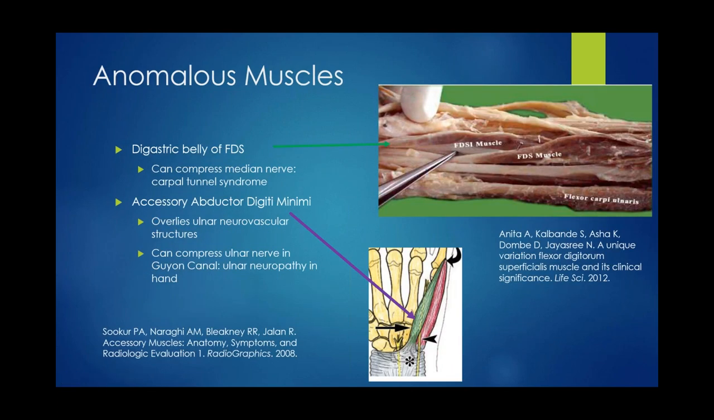Again, similar to the dorsal side, on the volar side, you'll have some accessory muscles, most commonly the presence of a digastric belly of the FDS, so two muscle bellies, with a more distal one encroaching into the carpal tunnel, which could then lead to extra stuff crammed into the carpal tunnel, compressing the median nerve and giving the patient carpal tunnel symptoms. As we mentioned before, you can have an accessory abductor digiti minimi, which would overlie Guyon's canal, potentially compressing the ulnar nerve and giving you an ulnar neuropathy.